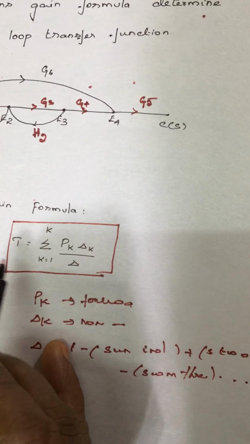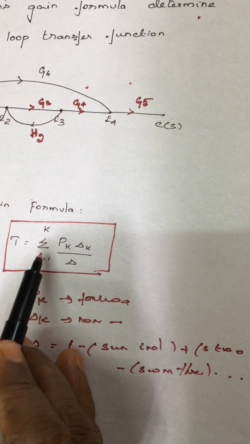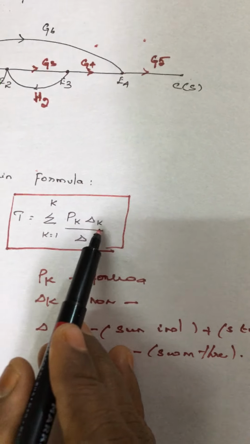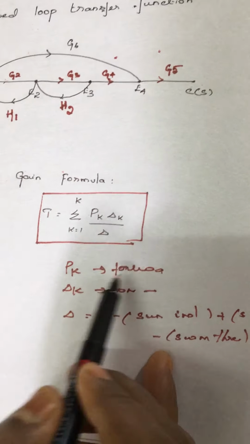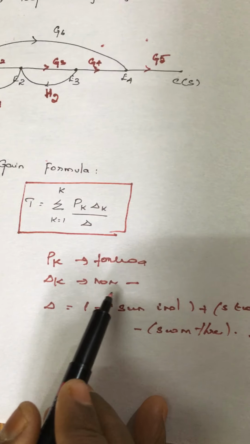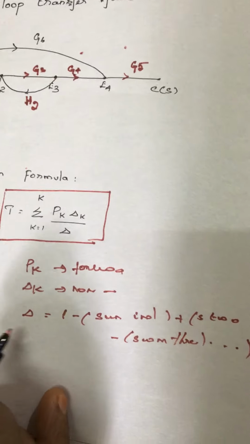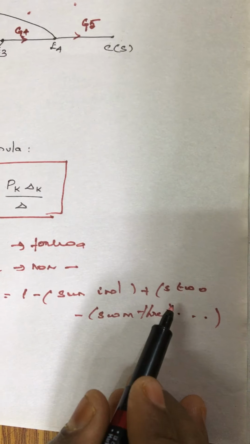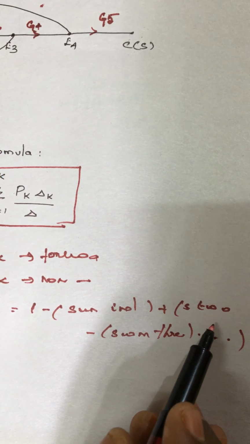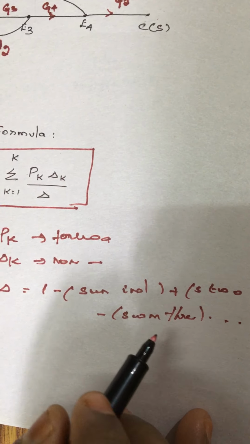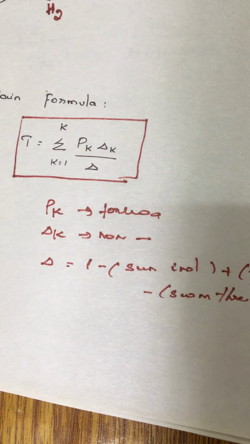Here T is the transfer function, and T equals summation K equals 1 to K of Pk del K divided by del. This is the formula. Pk is the forward path gain and del K is the non-touching loop in the case of forward path gain, and del is 1 minus sum of the individual loop plus sum of 2 non-touching loop minus the sum of 3 non-touching loop. And next, let us see one by one.